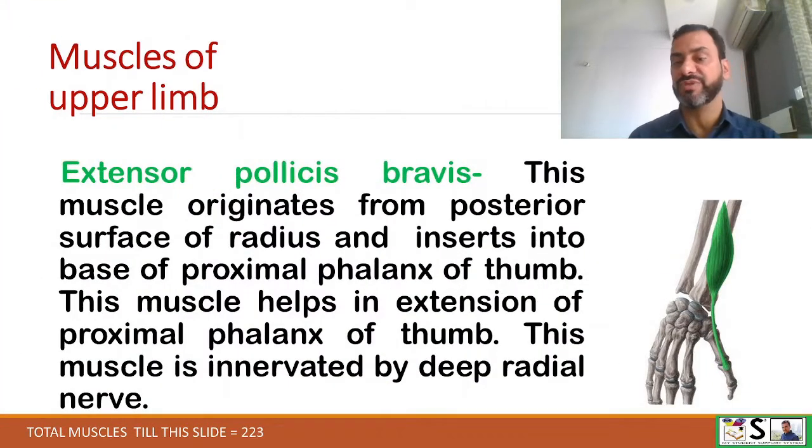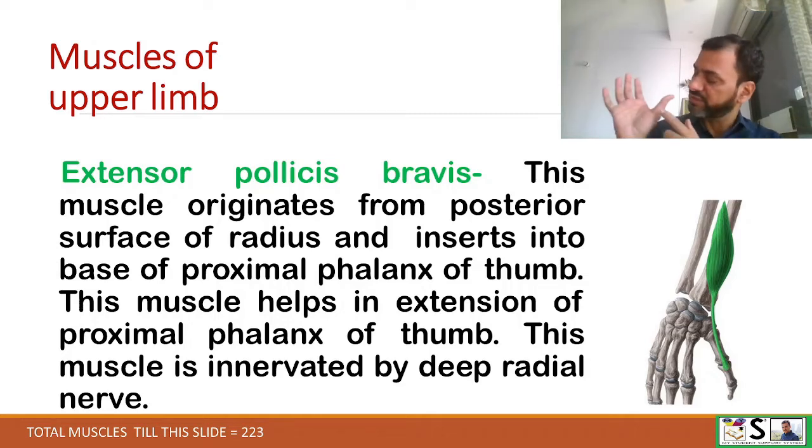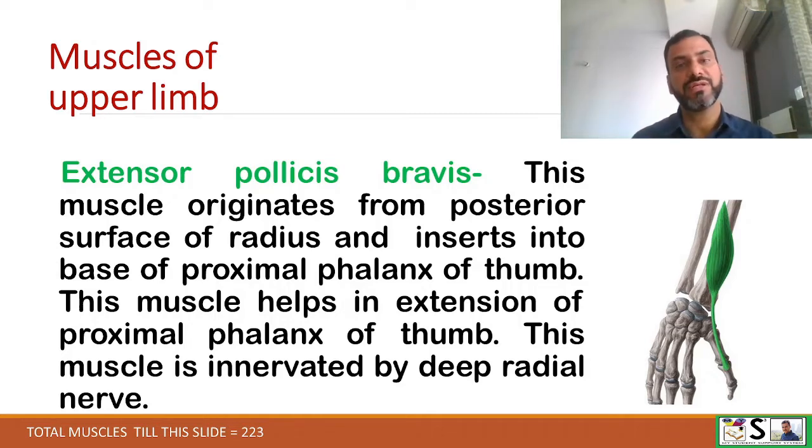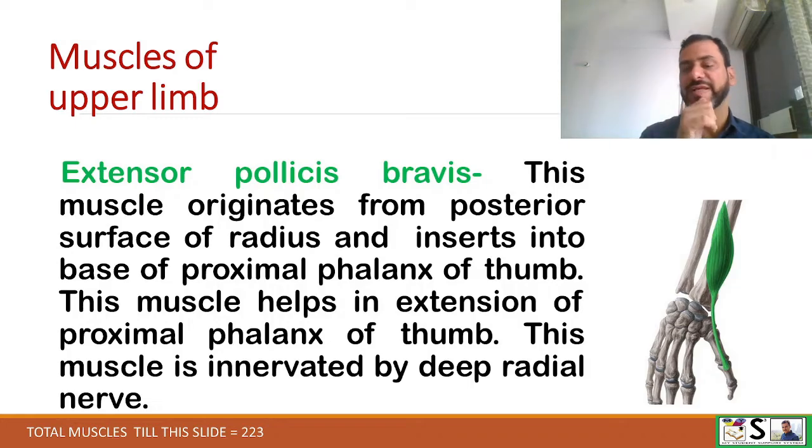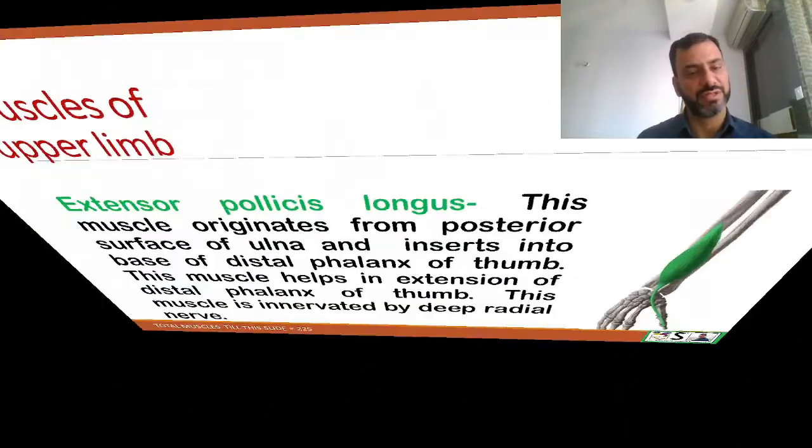Extensor pollicis brevis. This muscle originates from the posterior surface of radius and inserts into base of the proximal phalanx of the thumb, and this muscle helps in extension of the proximal phalanx of thumb, and this muscle is innervated by deep radial nerve.